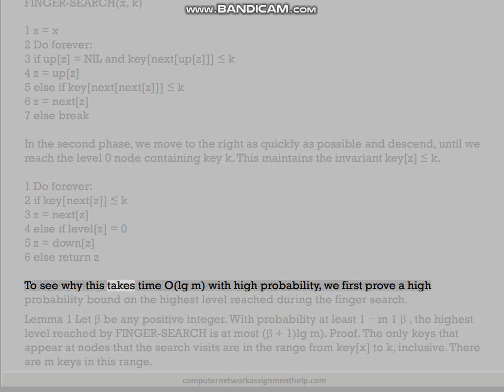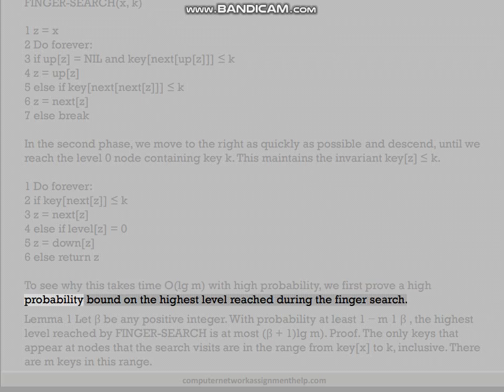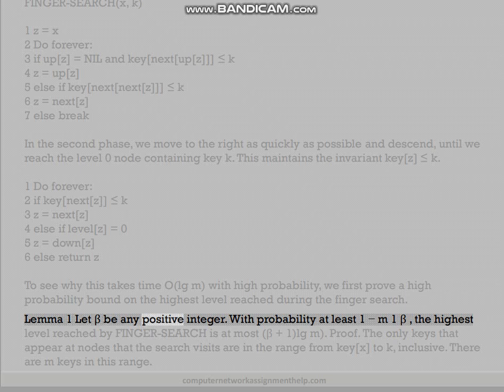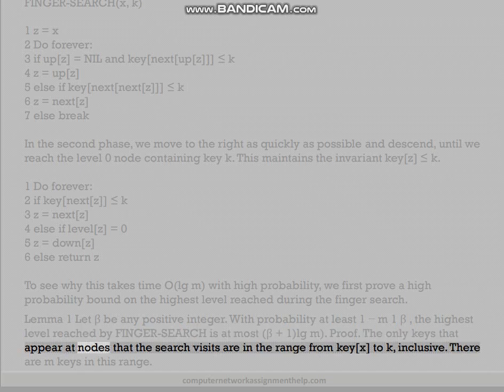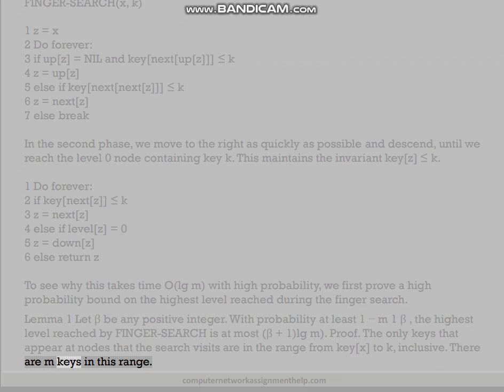To see why this takes time O(lg m) with high probability, we first prove a high probability bound on the highest level reached during the finger search. Lemma 1: let beta be any positive integer. With probability at least 1 minus 1/m^beta, the highest level reached by finger search is at most (beta plus 1) lg m. Proof: the only keys that appear at nodes that the search visits are in the range from key[x] to k inclusive. There are m keys in this range.